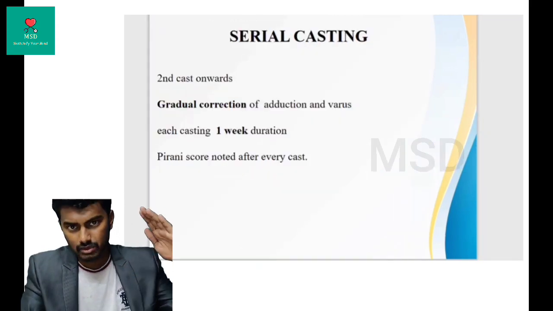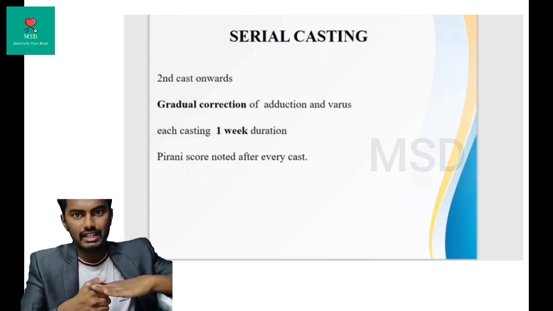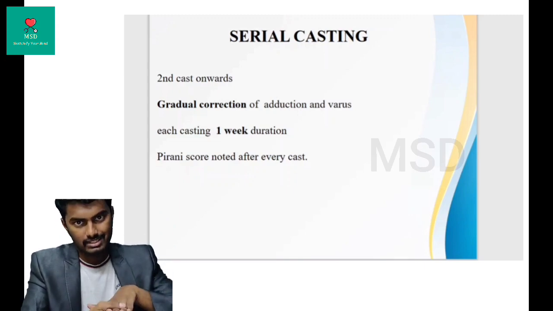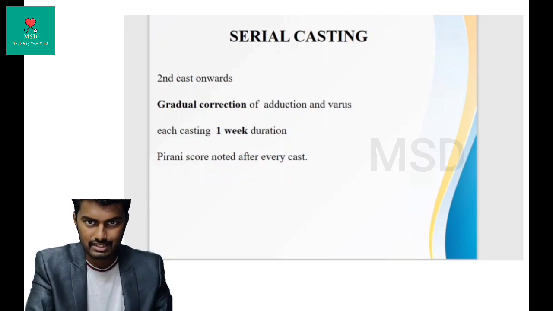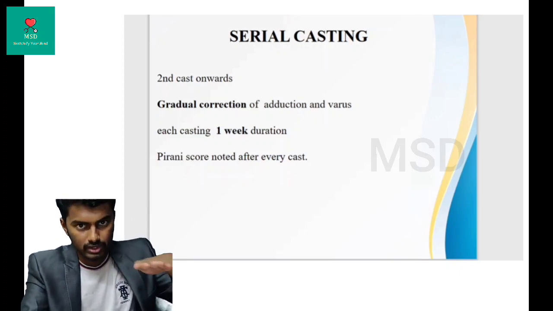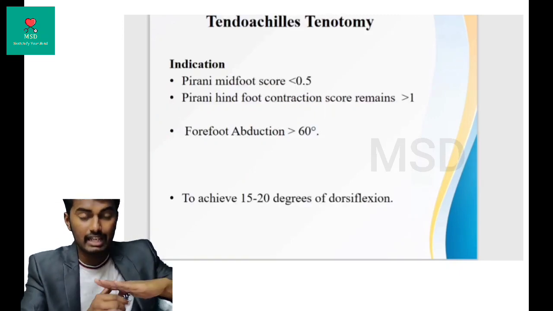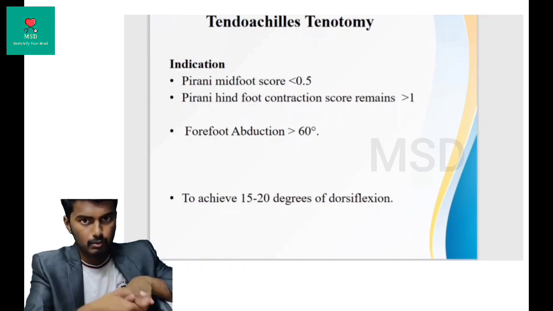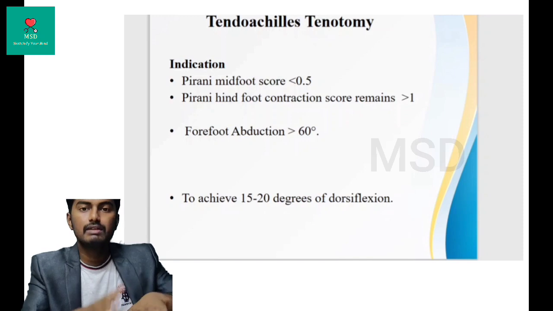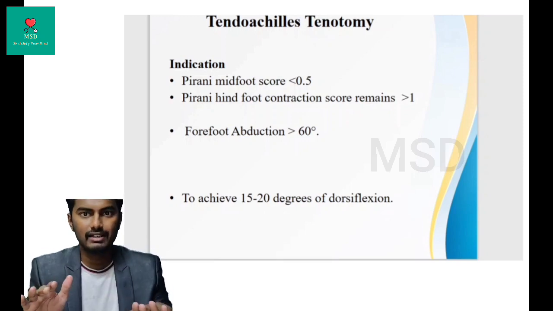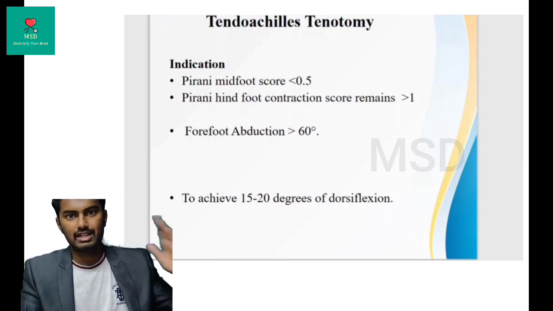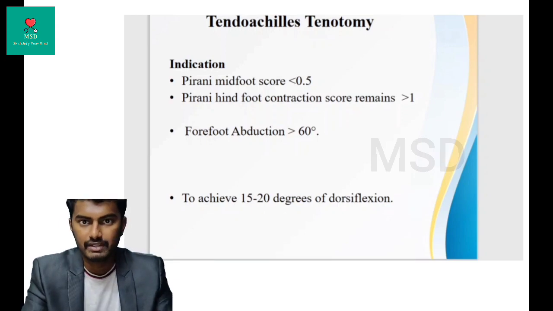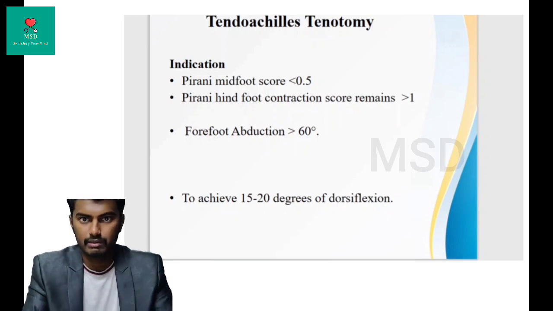So after the correction of the first deformity, we do the serial manipulation and then serial casting. After 4 to 6 casts, when the abduction is more than 60 degrees, because only when the abduction is corrected can the eversion be corrected. When the abduction is more than 60 degrees and when the midfoot score is almost corrected, but the hindfoot score remains high because of the equinus deformity, we do a tendo Achilles tenotomy.